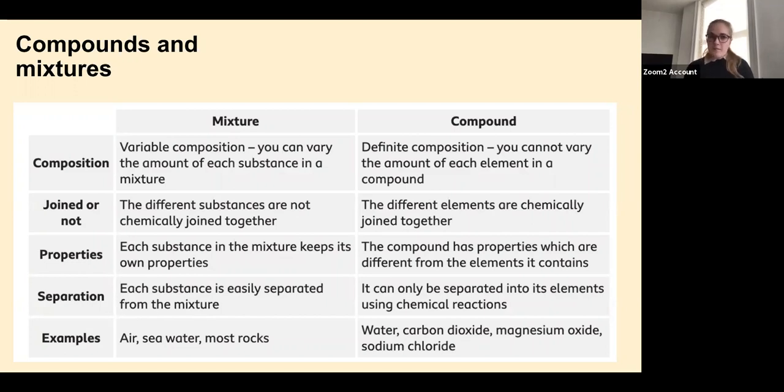Most rocks are also mixtures because they're made up of a bunch of different compounds that are not chemically joined together. And then some examples of compounds that we were already talking about are water, carbon dioxide, magnesium oxide, and sodium chloride. And again, these compounds consist of atoms of elements that are chemically joined together.